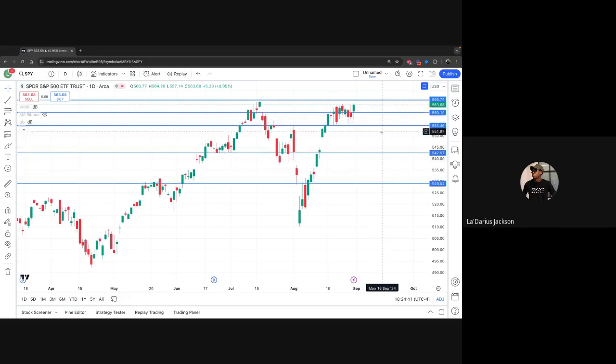You can have multiple levels of each, just depending on where the stock is. Right now, we're looking at the SPY. The SPY is near all-time highs. It's never been this high before locally, and that's why we place this line at 565.